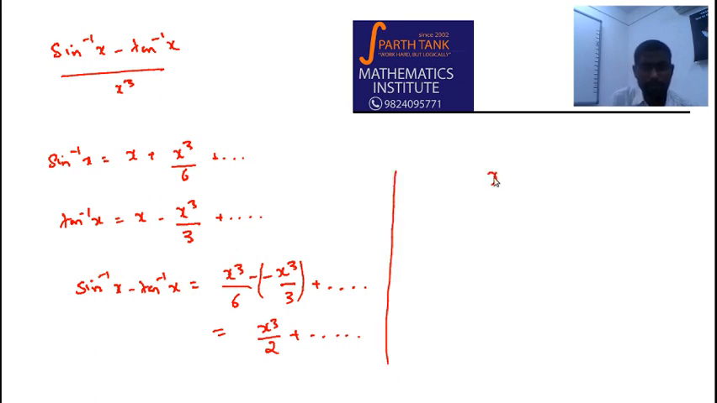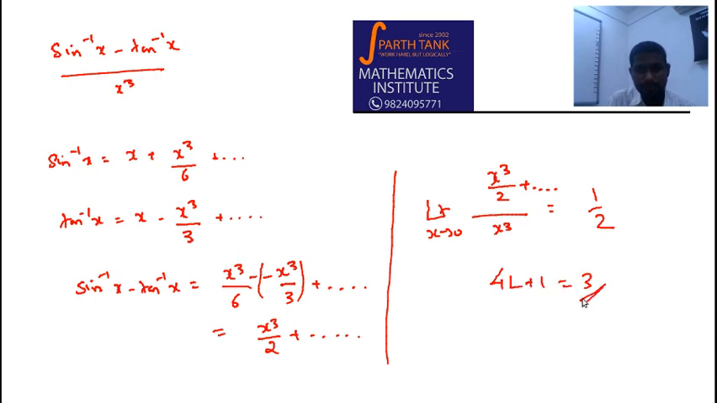Therefore, the limit becomes x cubed by 2 upon x cubed, which is 1 by 2, even before applying this, because this 0 will make all the higher terms 0. And then 4l plus 1 is the same 3. So if you remember series expansions, these problems also can be done very quickly.